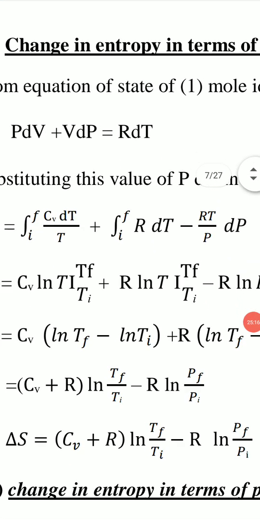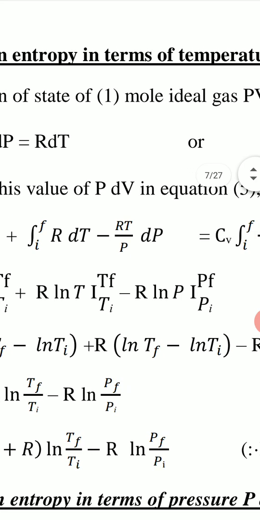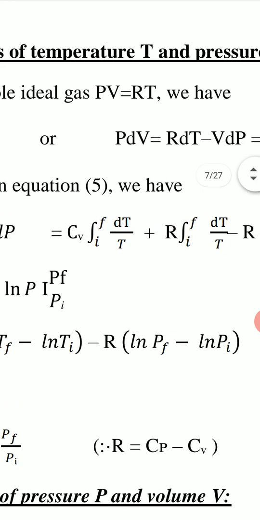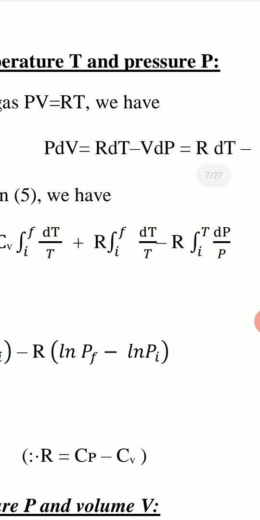Now we take the next combination. We want to find the change in entropy in terms of T and P. If we want to find the change in entropy in terms of T and P, we have to eliminate the third variable, that is V. And to eliminate V, we use this relation for 1 mole ideal gas, that is its equation of state, which is PV equal to RT.